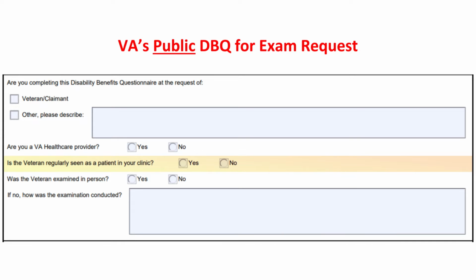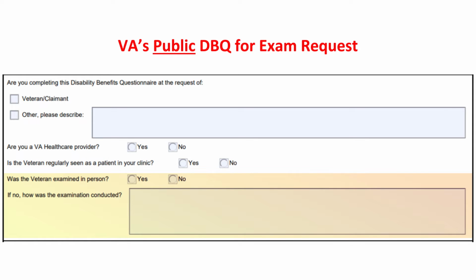And then the M21 and 38 CFR state who can complete it, how it needs to be completed, et cetera, et cetera, et cetera, okay? So as long as you're doing it the right way, who cares how regularly they've been seen? Because if you go to their CMP exam, their doctor does not regularly see you. So it seems like they're holding a private provider to a higher standard.